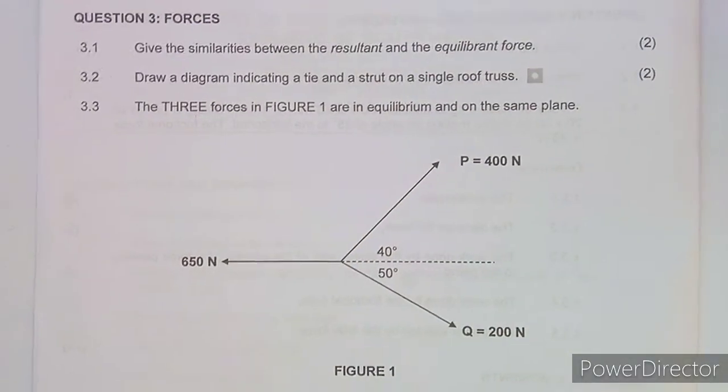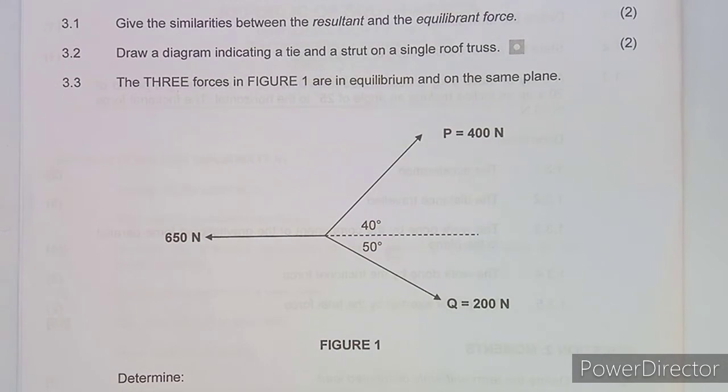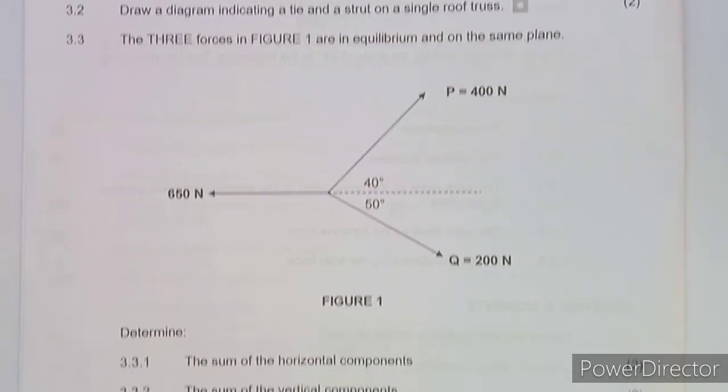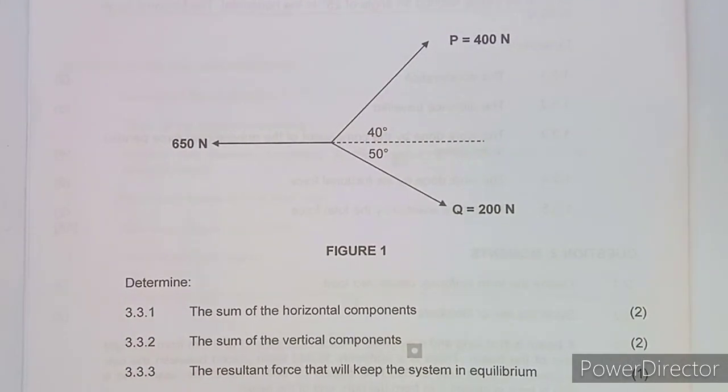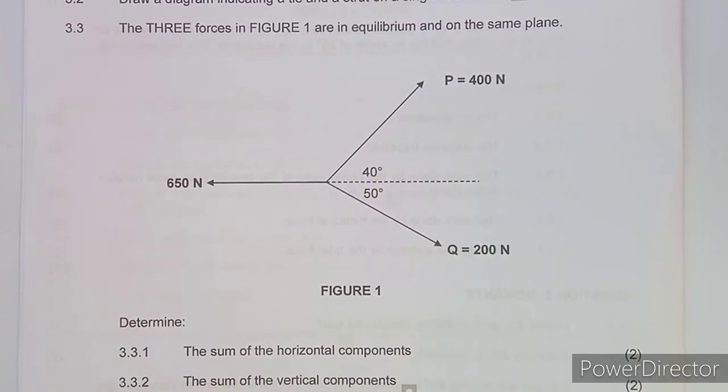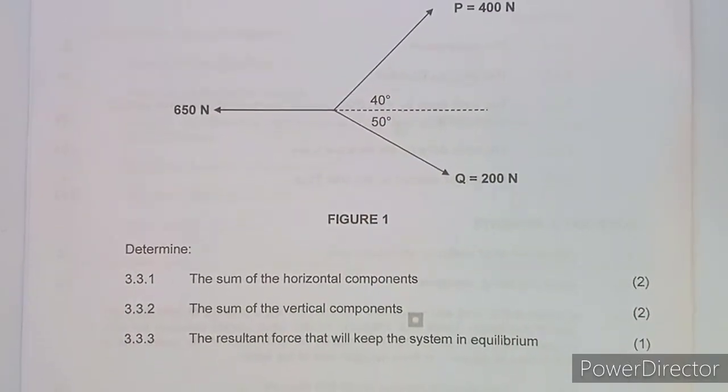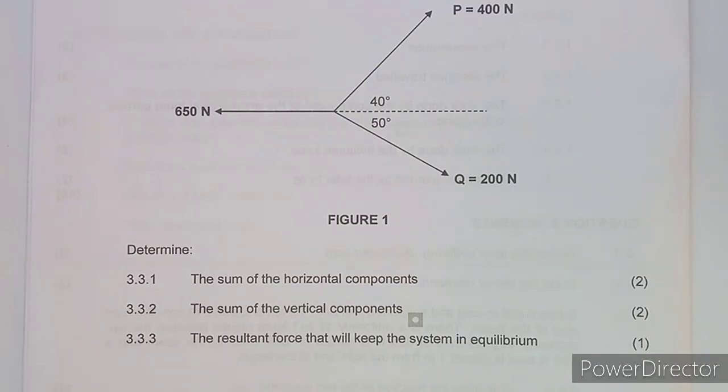Okay, so let's quickly rush through the questions on the calculations. There we are given that the three forces in fig 1, all right, I have indicated, the three forces in fig 1 are in equilibrium and on the same plane. Okay, so all these forces are in equilibrium and on the same plane. So the first question is: determine the sum of the horizontal components. Okay, so the horizontal components.